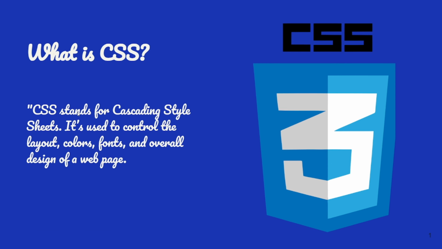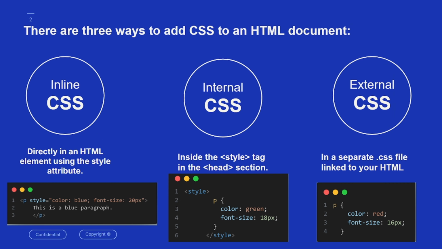What is CSS? CSS stands for Cascading Style Sheets. It's used to control the layout, colors, fonts, and overall design of a web page. Think of HTML as the structure, the skeleton of your website. CSS is like the skin and clothes that make everything look good.